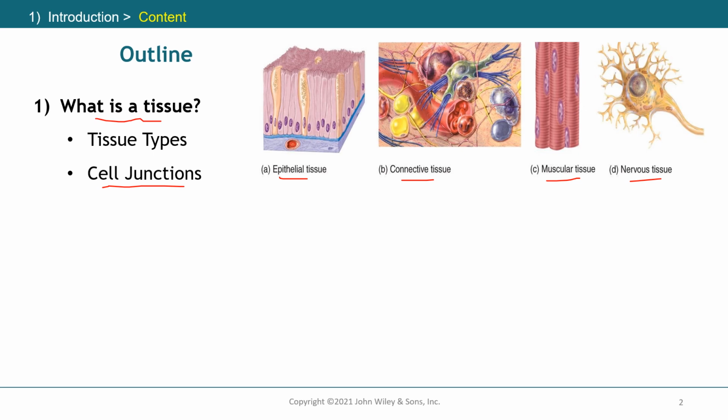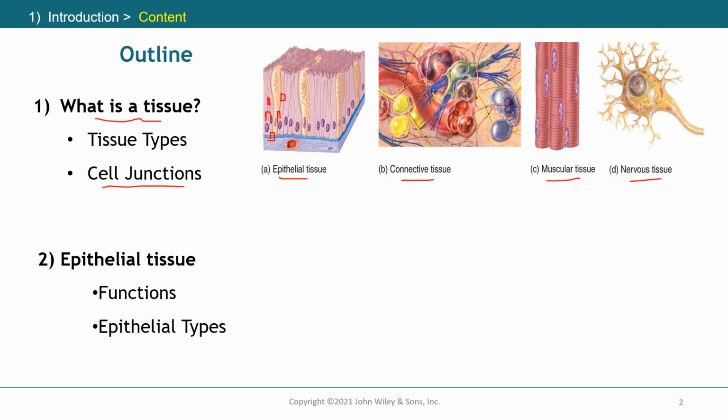We will describe what are cell junctions, that are proteins located between cells that work like cement, that allow them to attach to each other, that allows them to make barriers, that allows them to join to the basement membrane, and also that allows them to communicate.